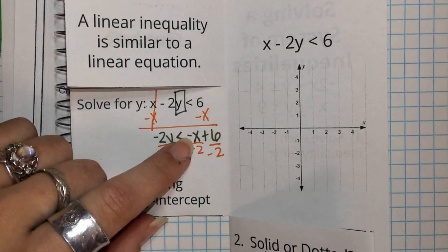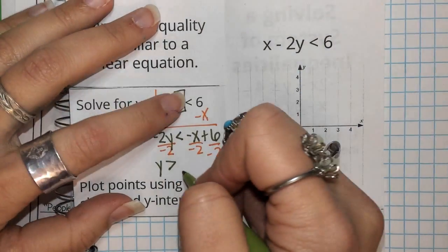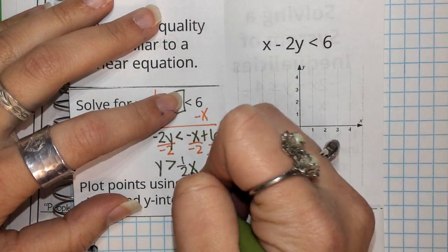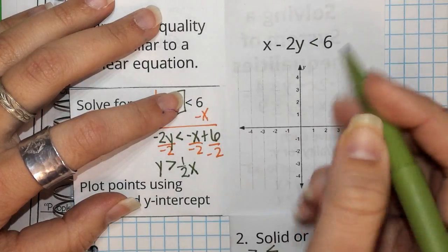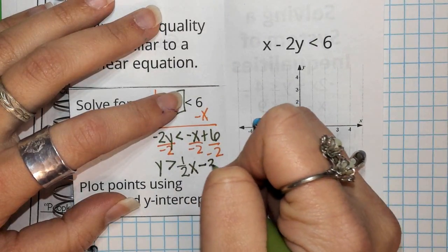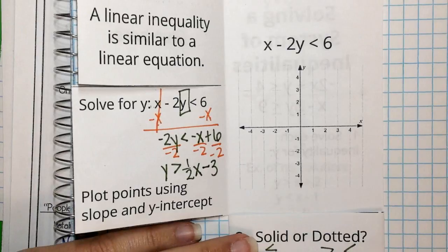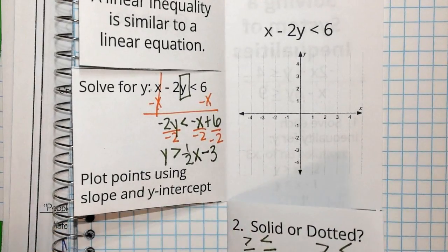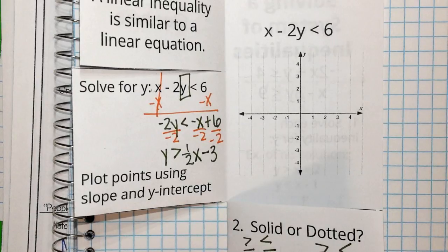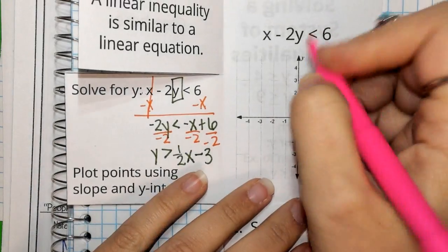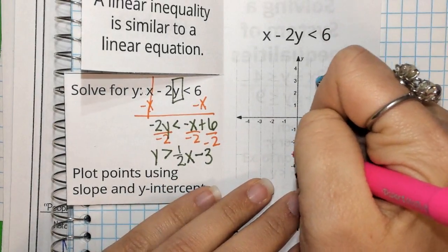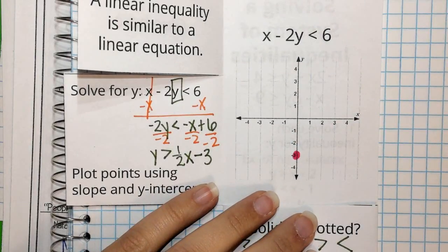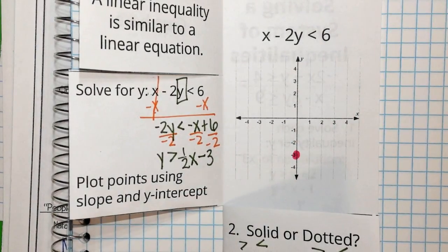Now, what is negative 1 divided by negative 2? 1/2 x. What is 6 divided by negative 2? Negative 3. And now we need to graph it. Where do I start? Negative 3, on the y-axis, because it's the y-intercept. So I'm going to go down 3.